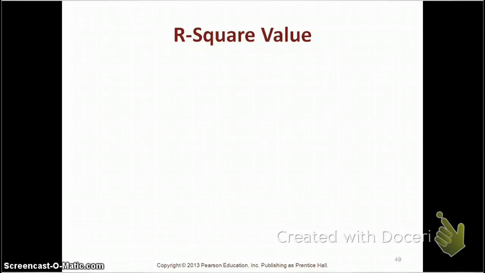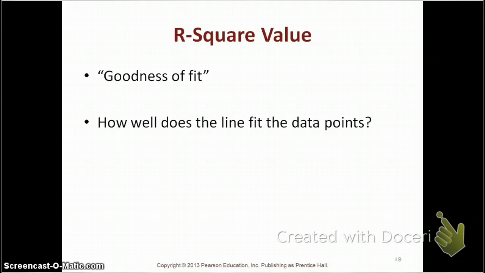Let's talk a little bit more about the R squared value. The R squared value is what we call the goodness of fit, which means how well the line fits the data points. And the value of R squared ranges from 0 to 1. The way this works is if the value is 0, that means there is no relationship between your data points and your cost equation. If the value is 1, there's a perfect relationship between your data points and your cost equation. So the higher the number, the closer it is to 1, the better your cost equation can predict your costs at different volumes.